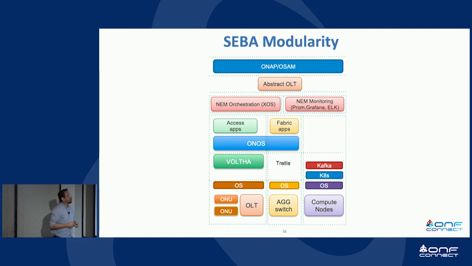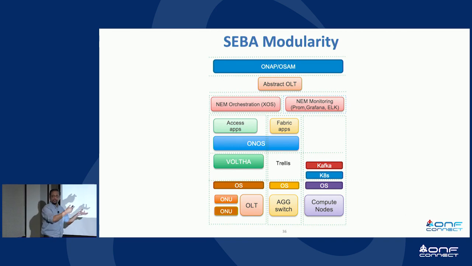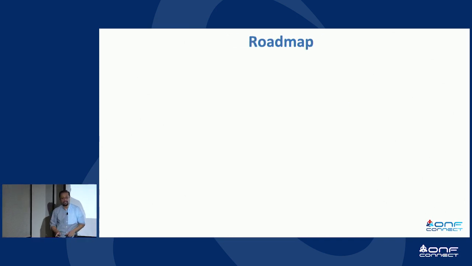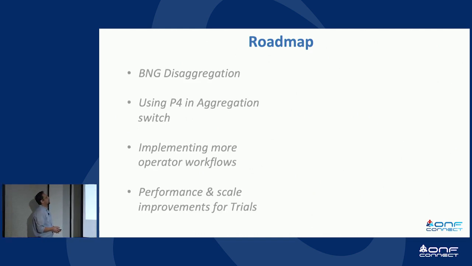So you may use it if you want to use say ONAP, but a different operator can make a different choice. If they don't want that particular view of the SEBA pod, that's fine. We don't have to use Abstract OLT. If you don't want to use a global orchestrator like ONAP, that's fine as well. So this can hopefully give you a little bit of a flavor of the modularity that exists inside and outside the SEBA pod. So my last slide, I wanted to talk very quickly about the roadmap.